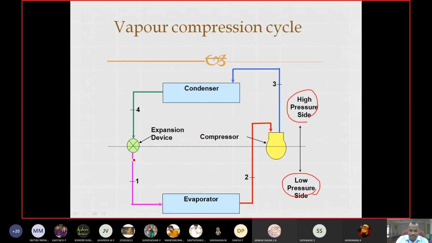So the pressure of this medium is low in this region, below this region the pressure is low. After the exit of our compressor alone, we get the high pressure. In this region at point 3, the pressure is high, and the temperature is also high. Then this is subjected to the condensation process, then it goes to the expansion device. Before entering the expansion device, the pressure is high. Right, so this is the line diagram of our vapor compression cycle.